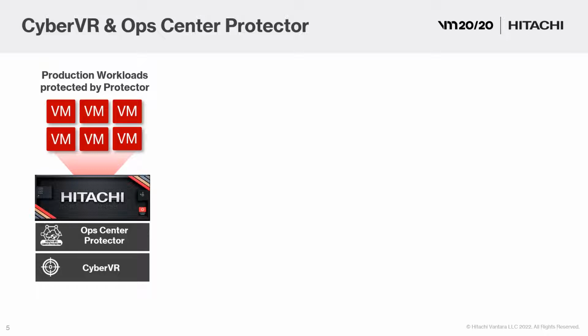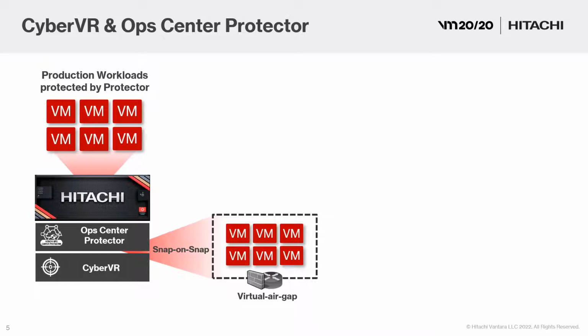CyberVR from VM2020 is a lightweight software solution that natively integrates with VMware, Ops Center Protector, and the network stack, like NSX-T, to discover workloads and their characteristics to then create thin digital twins. With a single click, CyberVR creates virtual air-gapped networks that mimic the production network topology and leverages Protector's capacity-efficient Snap-on-Snap mechanisms to instantly restore full copies of the production environment to the isolated networks without risking the integrity of the underlying snapshots.